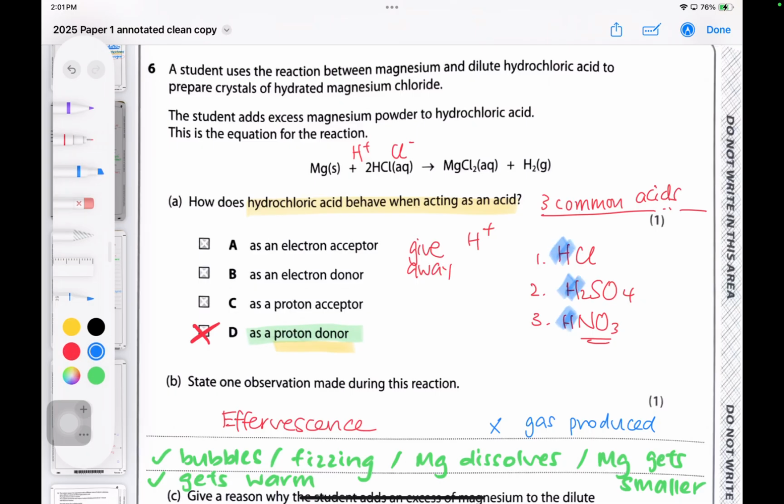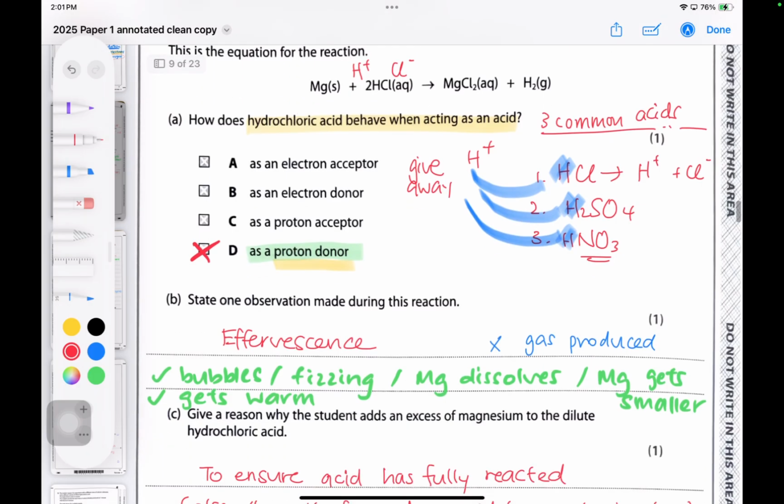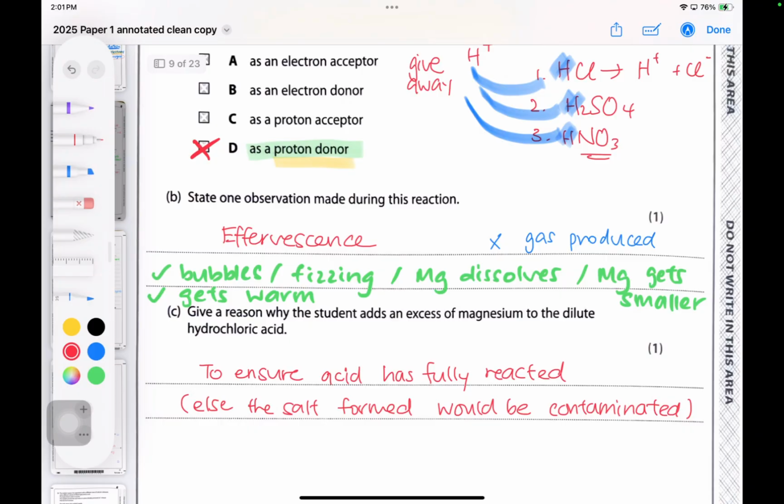Okay, so these are the 3 common acids, and if you could take a moment to appreciate them, all of them have something in common, and that's the H. And when they all dissolve in water, they ionize. That means they will split up into the H+ ion and the other part. So for hydrochloric acid, it will split out into H+ and Cl-, etc. Okay, so acting as an acid is being a proton donor. That's what you need to know.